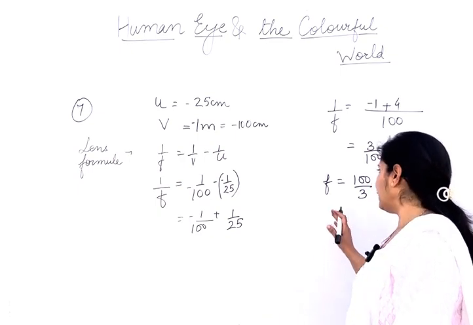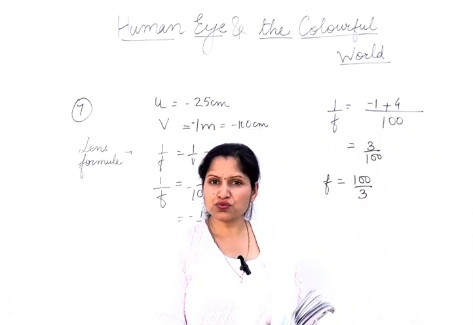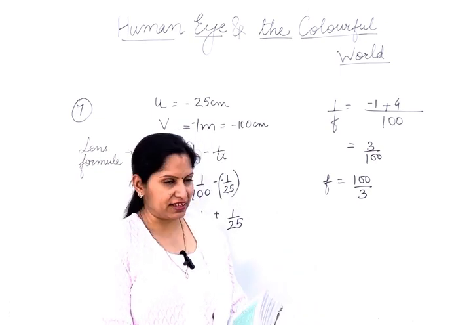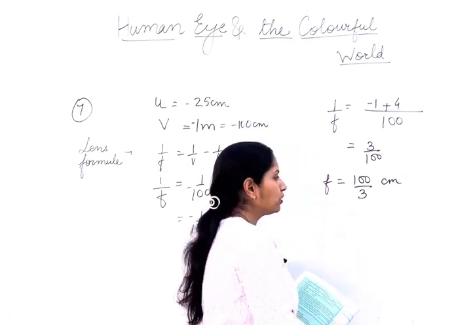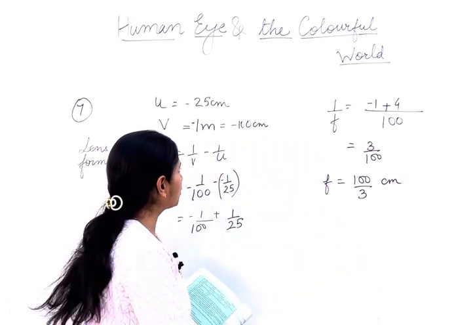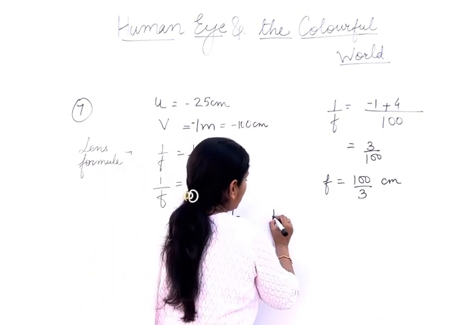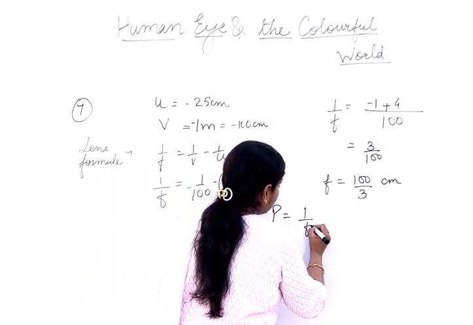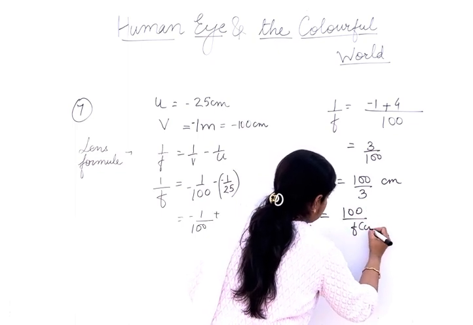And let it be like this only, because we are not concerned with the focal length. We are asked to find out the power of the lens. This is the answer in centimeters, because we have taken all the values in centimeters. Now we know that power of the lens is 1 upon focal length, or we can write it as 100 upon focal length in centimeters.